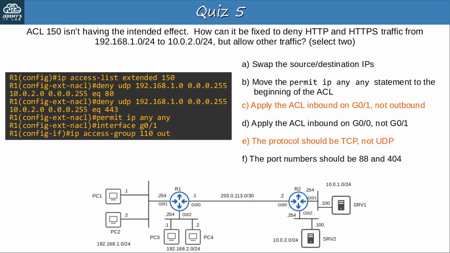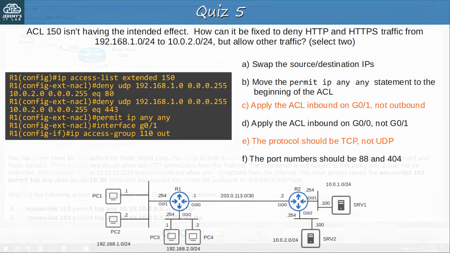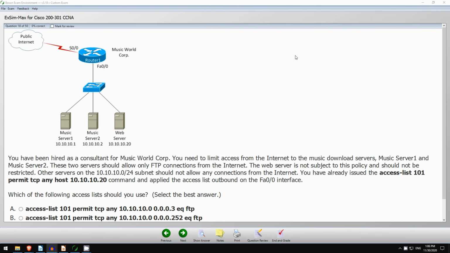Now let's do a bonus question from Boson ExSim for CCNA. Okay, here's today's Boson ExSim practice question. We have a network here connected to the internet. We have router 1 and 3 servers, music server 1, music server 2, and a web server.